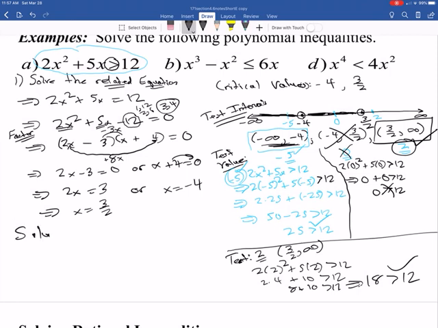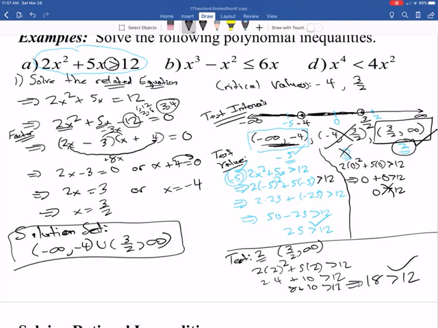Let's write our solution set over here. Our solution set is all x values less than -4, so -infinity to -4 with a parenthesis, or all x values greater than 3/2. So there's our solution set to this quadratic inequality. Again, we solved using the critical values, which are the zeros of the polynomial, the solutions of the related equation. I want to be able to solve by factoring, since we've been factoring polynomials.